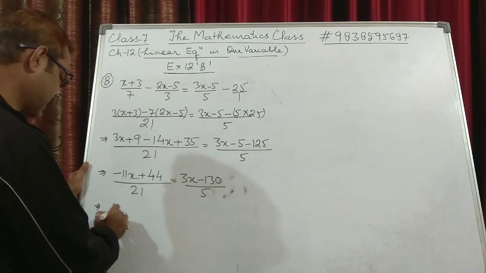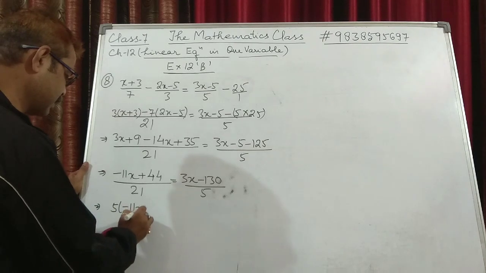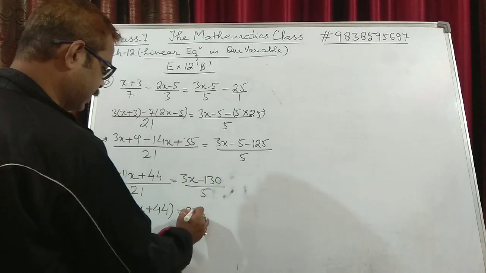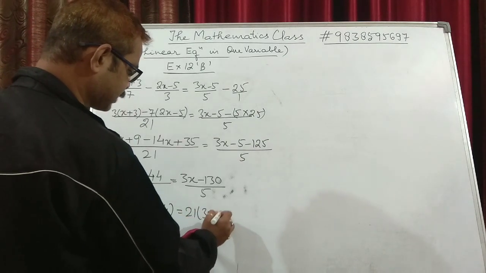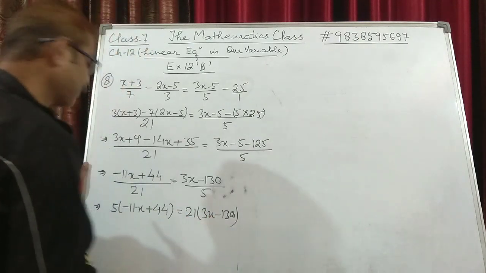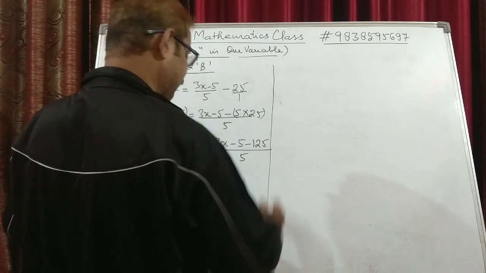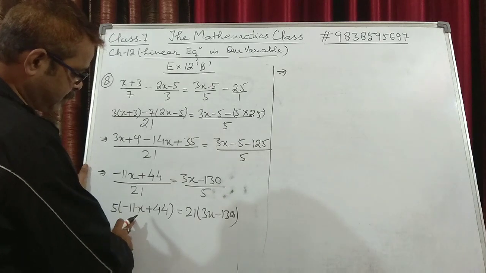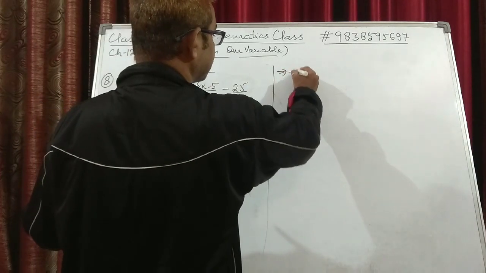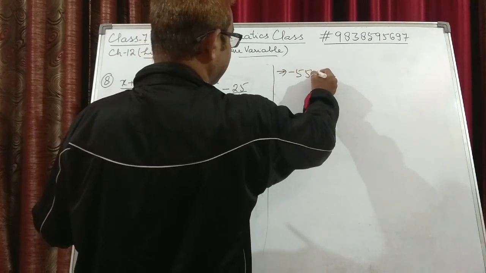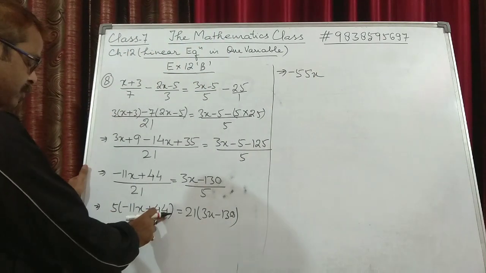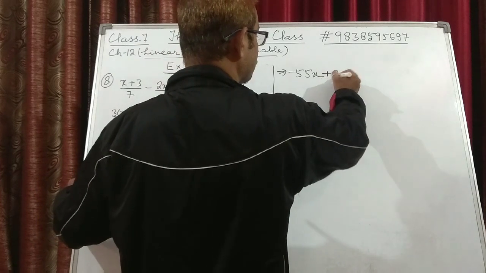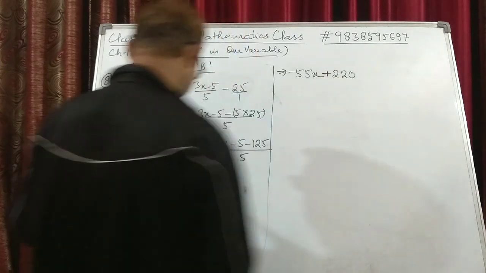It means 5 times of minus 11x plus 44 is equal to 21 times of 3x minus 130. So when we multiply, 5 into minus 11 will be minus 55x, then 5 4s are 20, 5 4s are 220, so 44, then it will be plus 220.